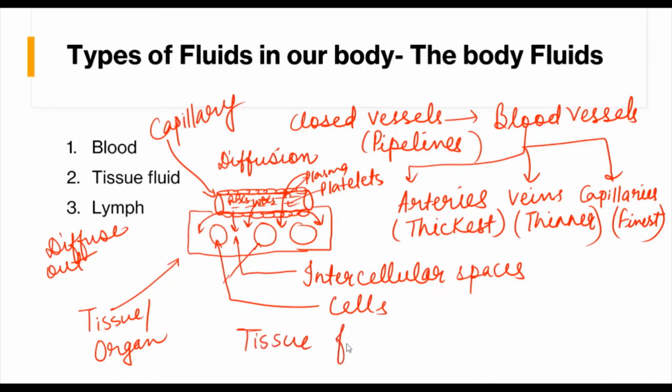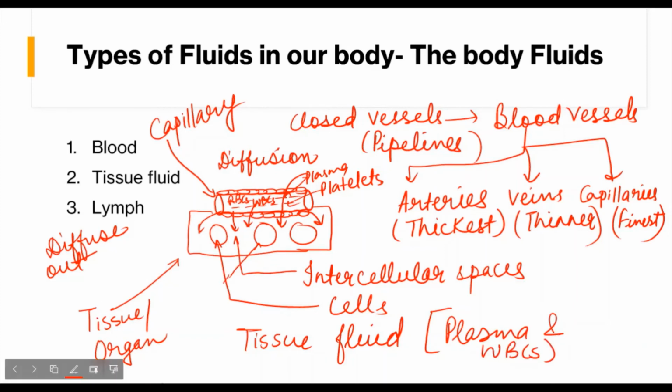So tissue fluid is nothing but the fluid that is composed of plasma and WBCs. Okay, where is it present, beta? In the intercellular spaces of any tissue or organ. I hope this is clear. So this is what is tissue fluid.